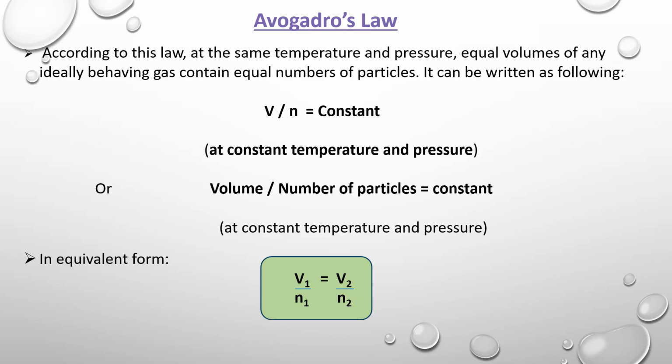Avogadro's law. According to this law, at the same temperature and pressure, equal volumes of any ideally behaving gas contain equal number of particles. It can be written as follows. Volume divided by number of particles is equal to constant at constant temperature and pressure. In equivalent form, V1 divided by N1 is equal to V2 divided by N2.